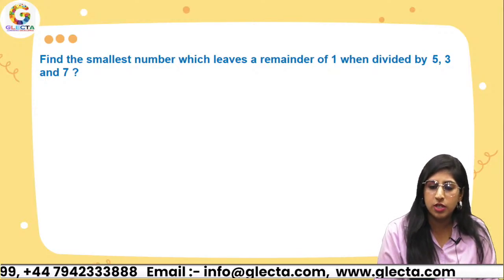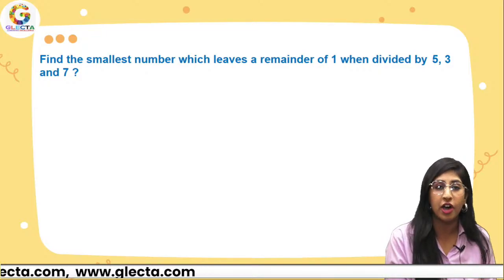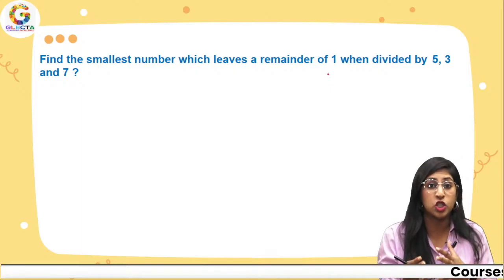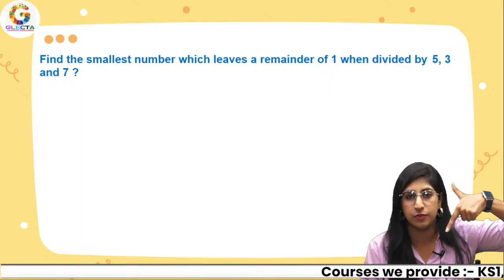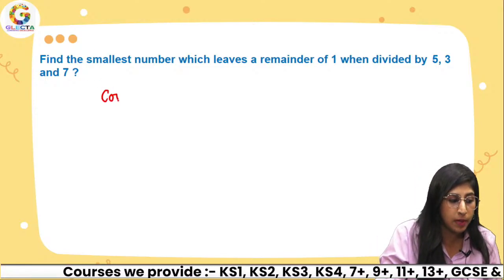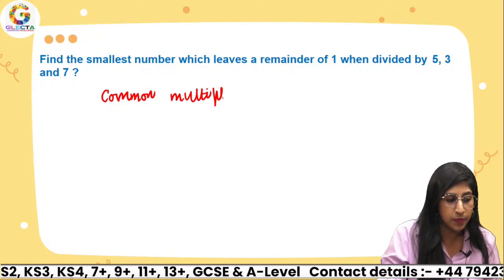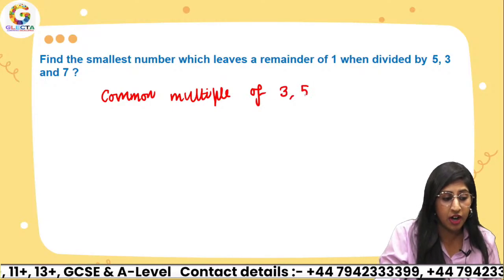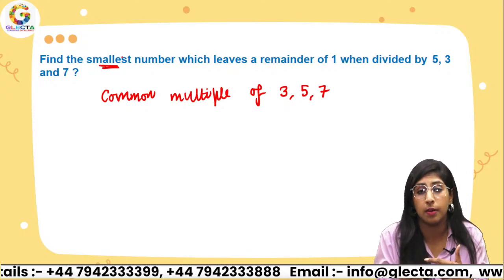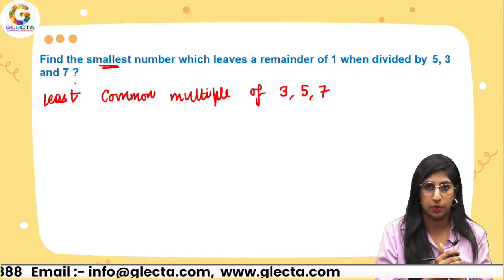Find the smallest number which leaves a remainder of 1 when divided by 5, 3 and 7. Now see, we are talking about a number which is divided by 5, 3 and 7. So that means we are talking about a common multiple of 3, 5, 7. Also, my question says that I have to figure out the smallest number. By smallest, that means we have to calculate the least common multiple, right?